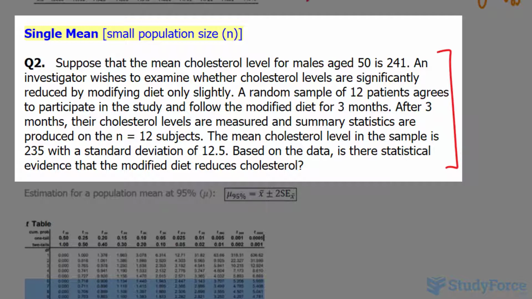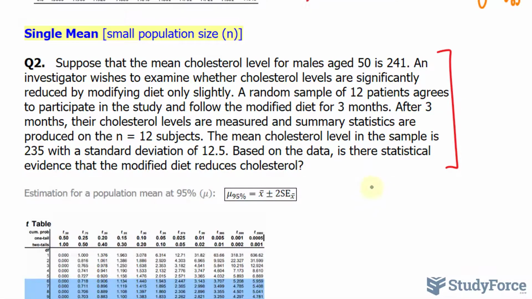After 3 months, their cholesterol levels are measured and summary statistics are produced on the 12 subjects. The mean cholesterol level in the sample is 235 with a standard deviation of 12.5. Based on the data, is there statistical evidence that the modified diet reduced the cholesterol? Let's begin by stating our hypothesis.